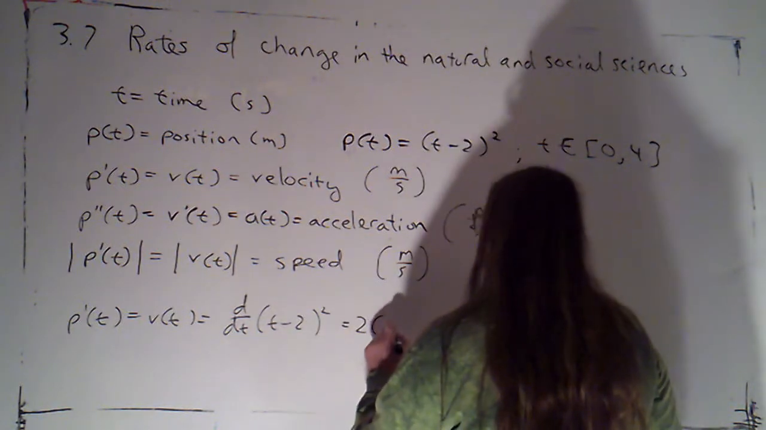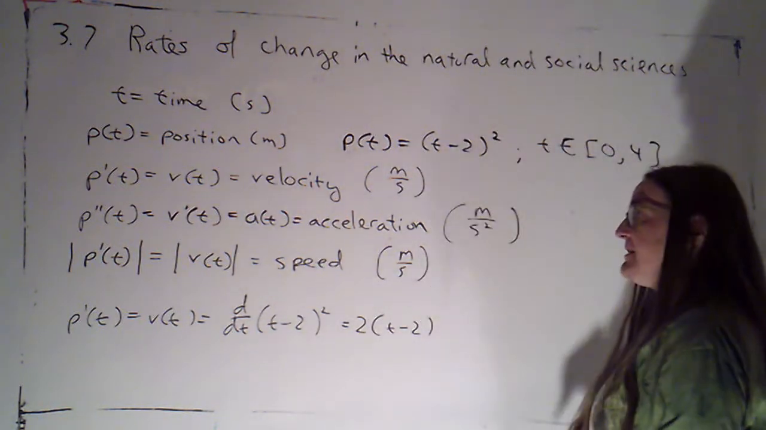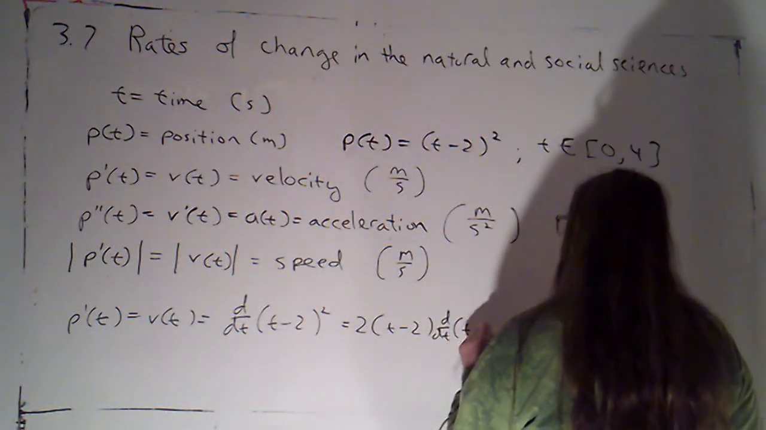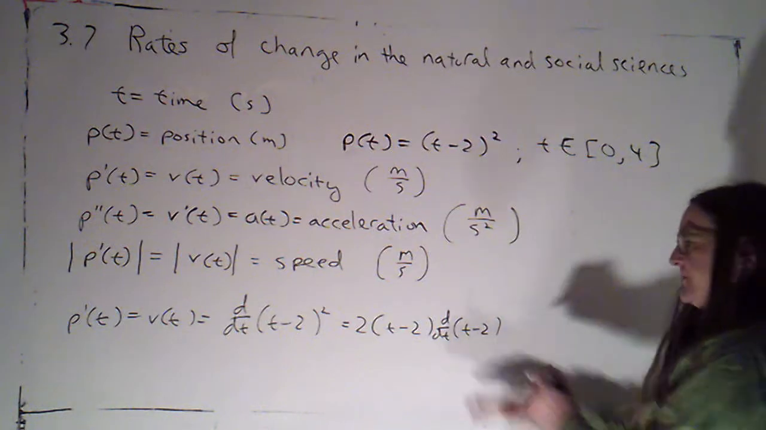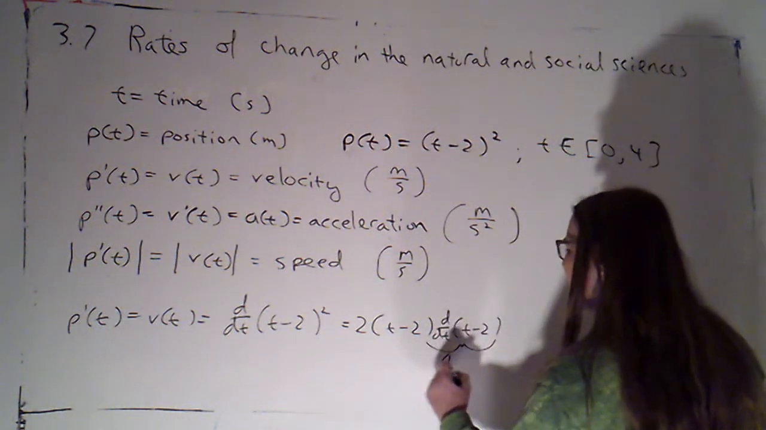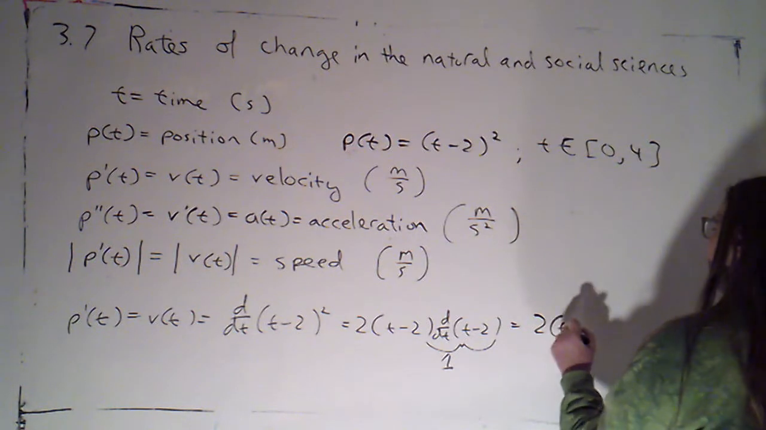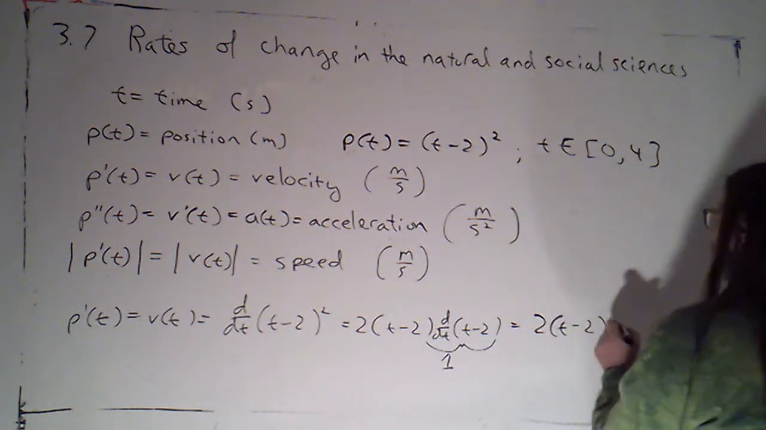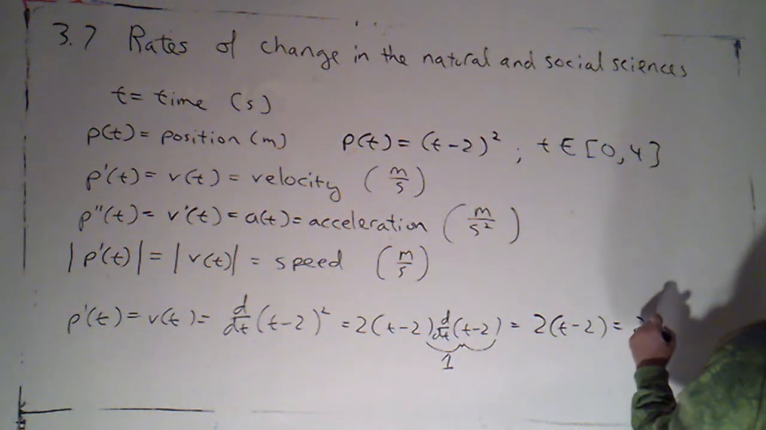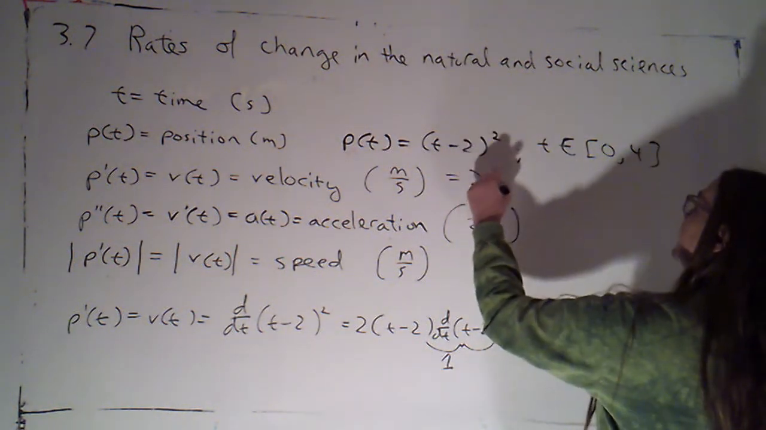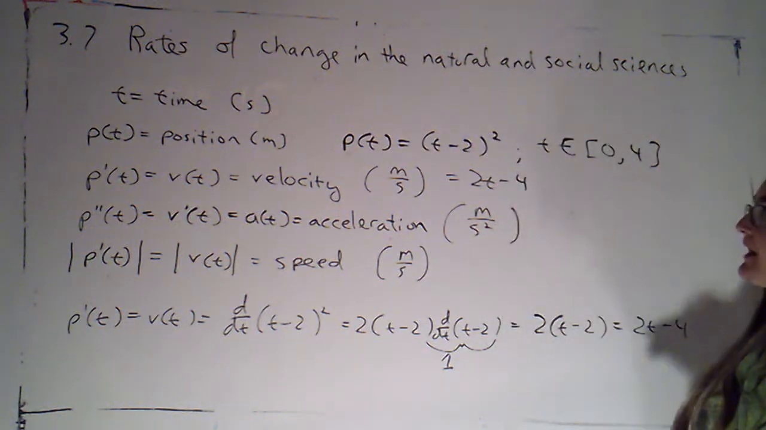I'm going to get 2 copies of t minus 2 times the derivative of the inside part. Now here, the derivative of t minus 2 is actually just 1. So I end up just getting 2 times (t minus 2). I'm going to actually distribute that now and say that's 2t minus 4. Okay. So our velocity is 2t minus 4.